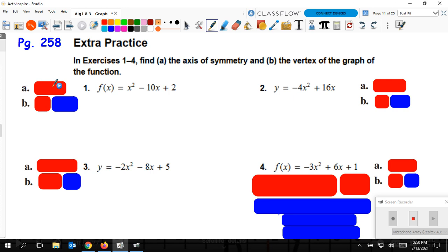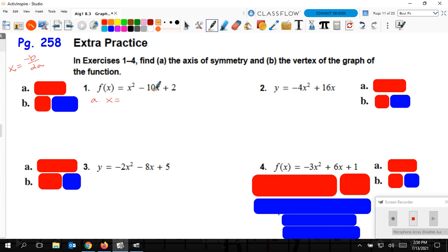So letter A. The axis of symmetry is always going to be x equals, which is a vertical line. And to do that, we need to know that it's always going to be negative b over 2a. I like to put the negative with the b. You can put it out in front, but I like to keep it with the b. And this is always x equals this.